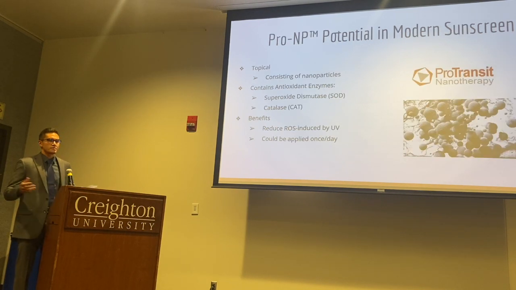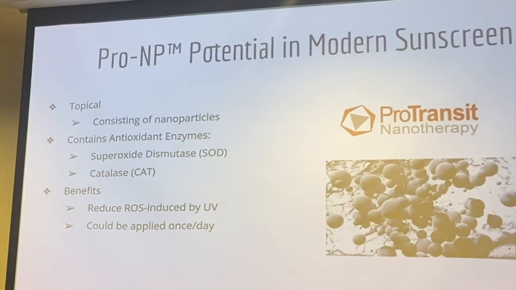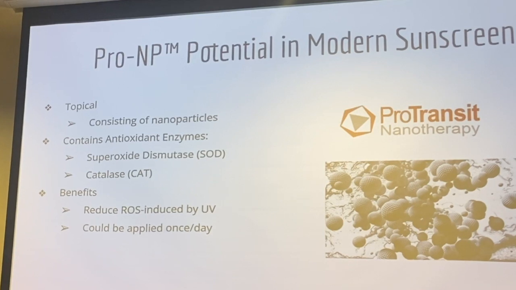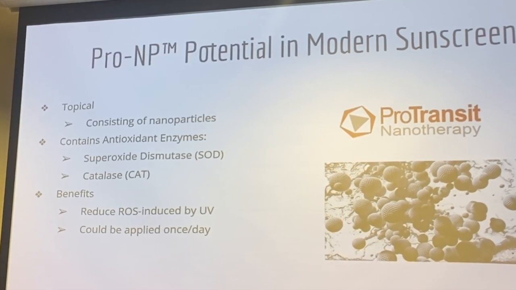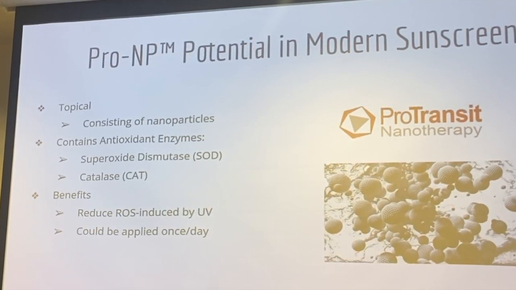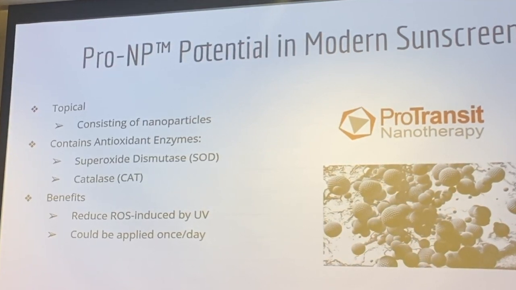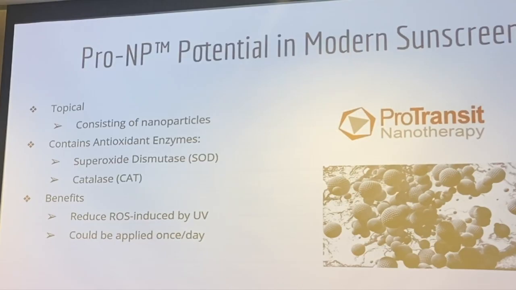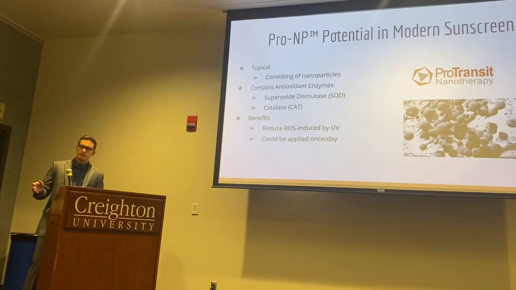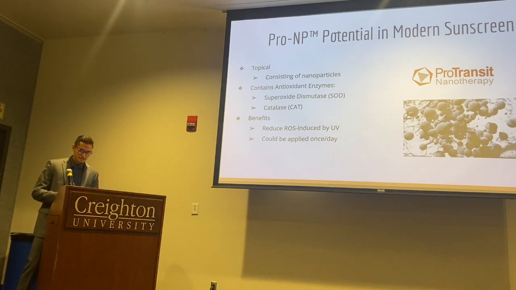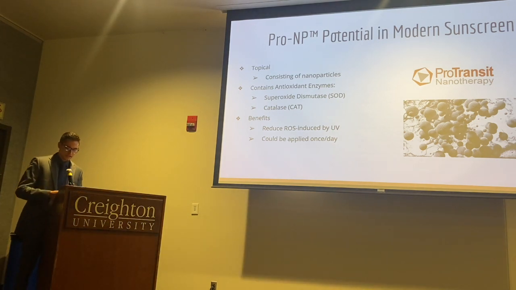So, let's talk about Pro-NP. Pro-NP is a topical FDA-approved Gramsil GCM5 lotion along with polylactic co-glycolic acid nanoparticles. These nanoparticles contain 2 antioxidant enzymes, superoxide dismutase and catalase. The key benefits of Pro-NP are a reduction in the reactive oxygen species induced by UV, and if added to sunscreens, you would only have to apply these once a day for sun protection.